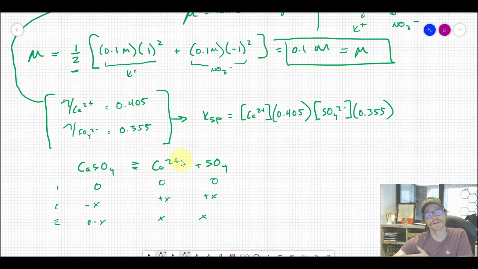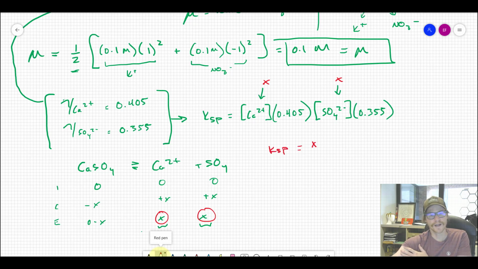Since we're still considering the dissolution, we can write up an ICE table for this just as we would have with calcium sulfate by itself, like in part 1. And it's the same thing. We get some amount x of both of these that are going to dissociate, and so we can just substitute x in for calcium and sulfate because they're going to be the same. That's the takeaway there. Both the concentration of calcium and sulfate will be 1-to-1, so we can substitute x in for each of these. So the KSP here is going to be equal to x times 0.405 times x times 0.355.